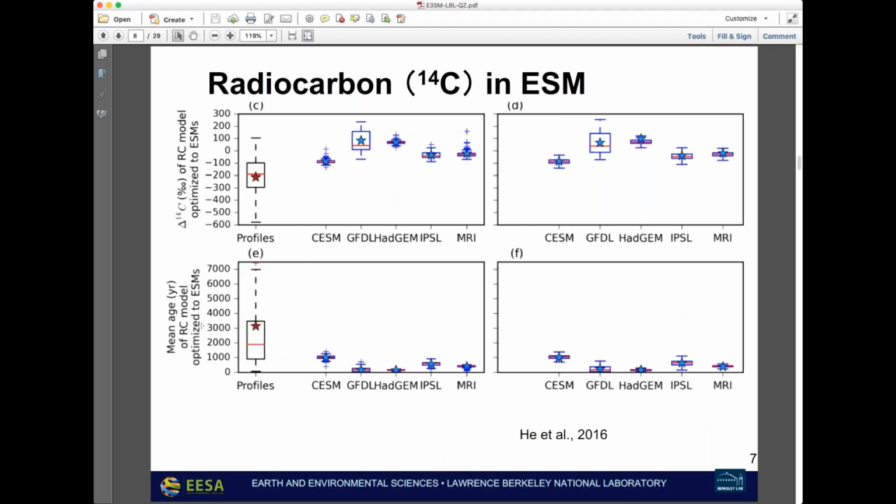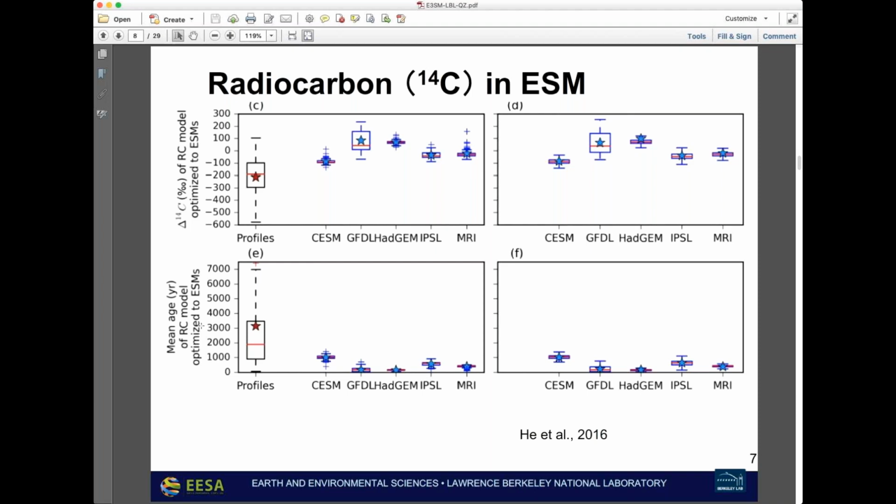In the upper panel, we see the delta 14C, that's the radiocarbon abundance, in the profile, that means in the data. The mean value is about minus 200 per mil. But consistently in the model, we see a relatively higher number of delta 14C.